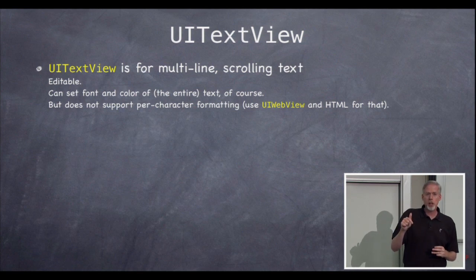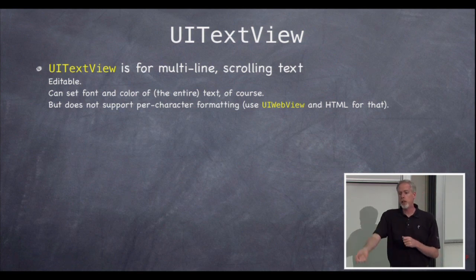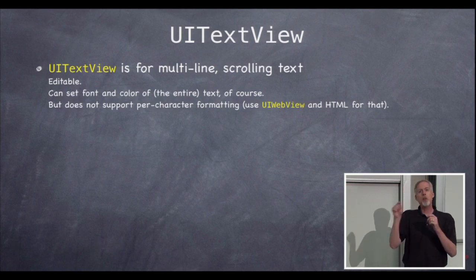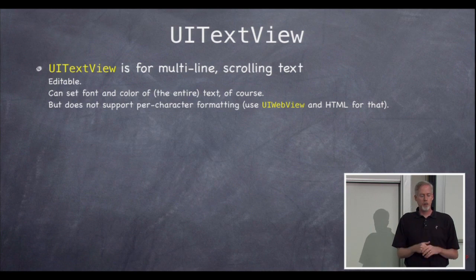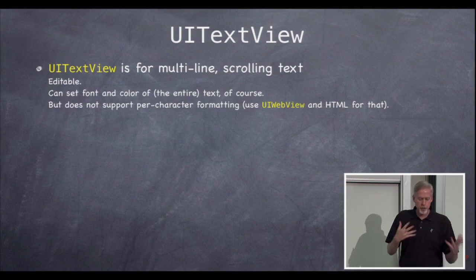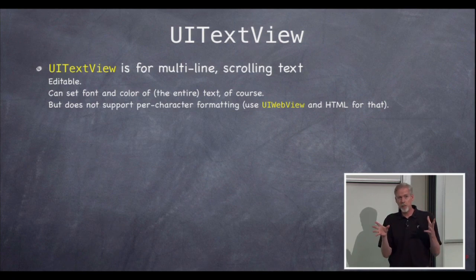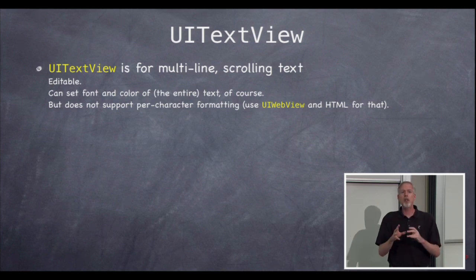When you hit return in a text field, usually that's going to resign first responder and go do something. When you hit return in a text view, it's going to go to the next line. See the difference? So that's the difference of when you use them. All the font in a text view is the same. So if you want bold and italics and things all mixed in, then you're going to use a UI web view with HTML. Okay.